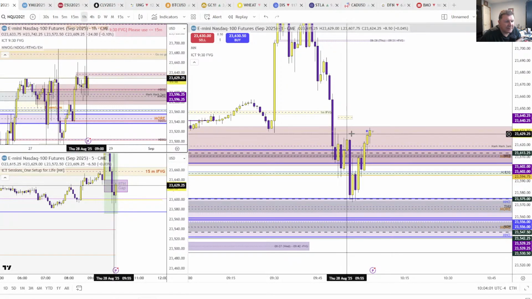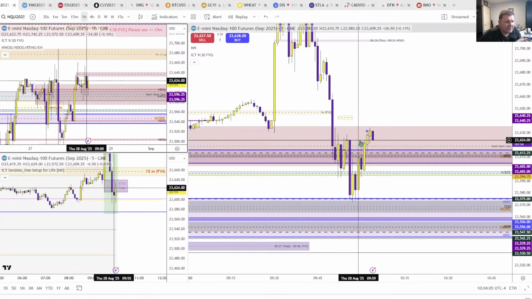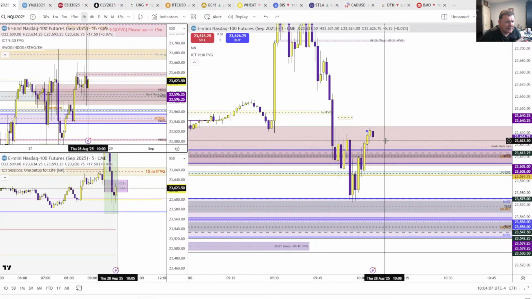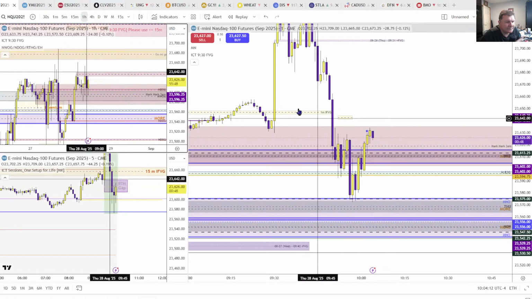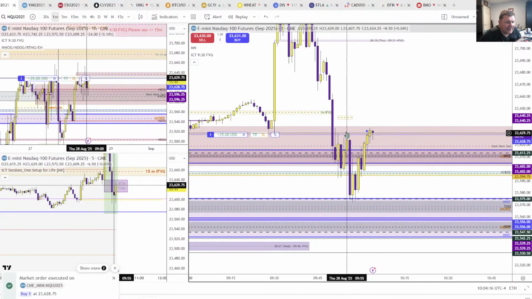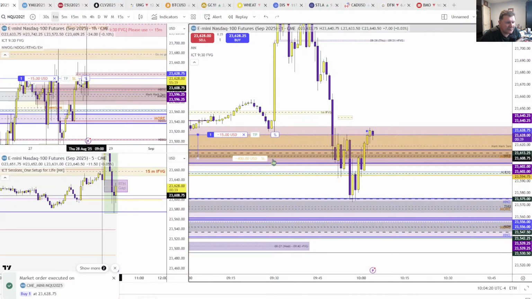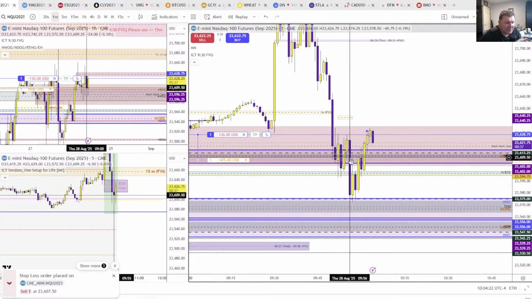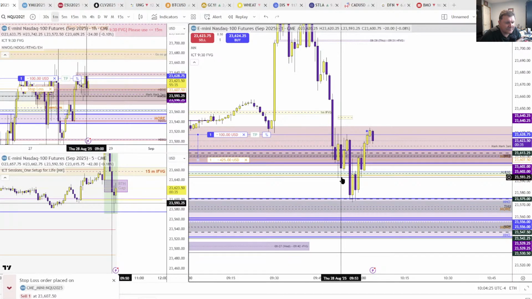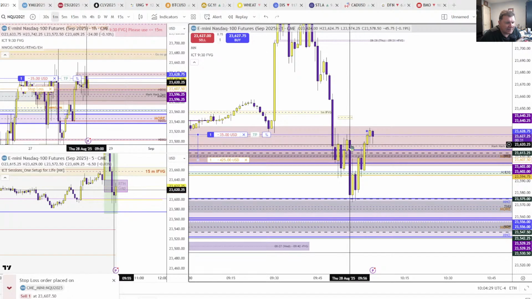There, now we've closed above that level. I want to see this provide support now and keep pushing higher. Right there, there's the tap. It's a nice little tap. I'm going to put one there. I just want to see if that, using that as precision, and this candle stop loss just below, one tick below that low. I don't want to see that mean threshold get broken now.